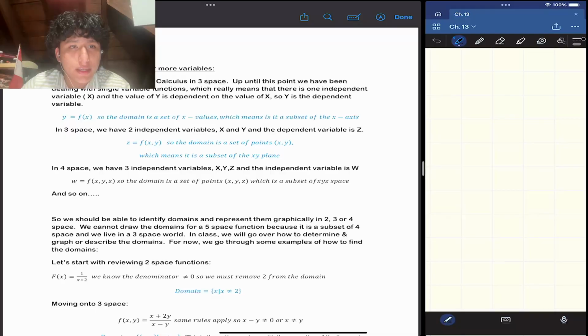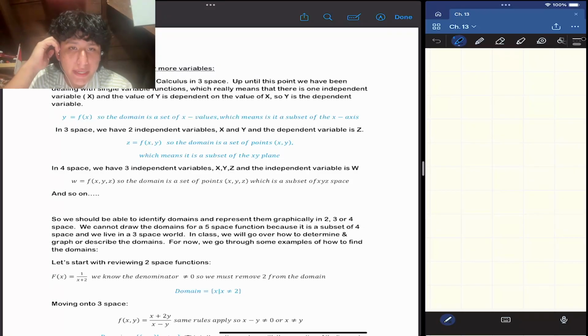What is that? Domain is a set of x values, which means it is a subset of the x-axis. What does that mean? Maybe if I read on it, it'll make sense. In 3 space, we have two independent variables, x and y, and the dependent variable z. z equals f of x and y. So the domain is a set of points x, y, which means it is a subset. Okay, that makes sense.